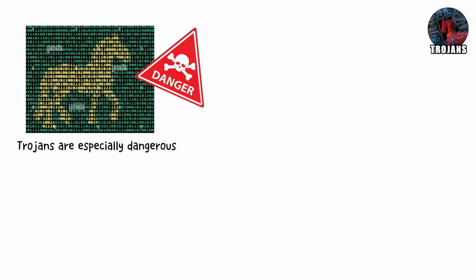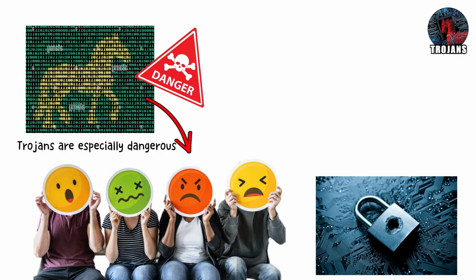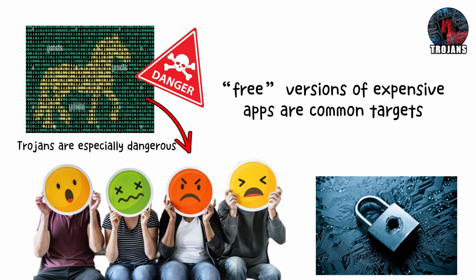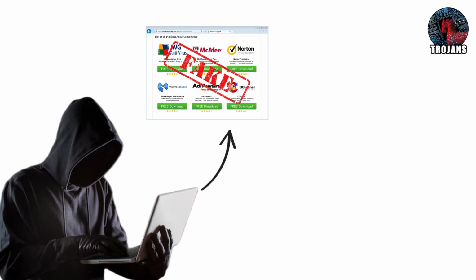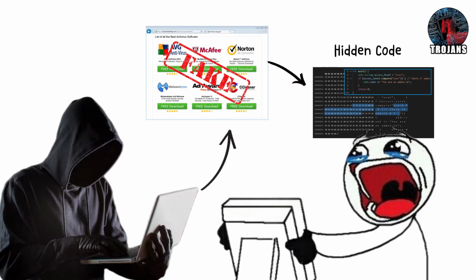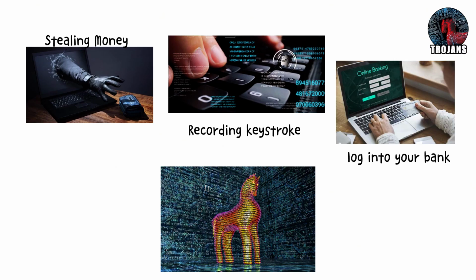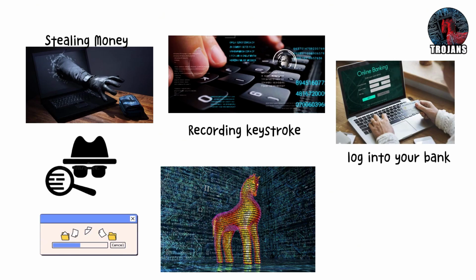Trojans are especially dangerous because they prey on human behavior. People looking for cracked software or free versions of expensive apps are common targets. Hackers upload fake versions filled with hidden code, and once downloaded, the victim unknowingly hands their device over to criminals. Some Trojans specialize in stealing money by recording keystrokes when you log into your bank. Others focus on spying, copying your files, or hijacking your webcam.